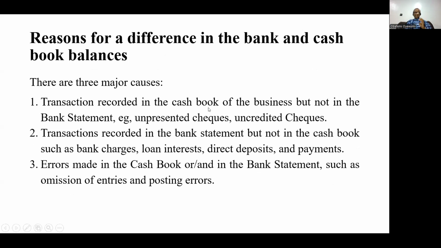Transactions recorded in the cash book of the business but not in the bank statement. So we're saying here it's possible for some transactions to have been recorded in the cash book, but these same transactions are not reflected in the bank statement. Examples are unpresented checks and uncredited checks. Unpresented checks are checks raised by the company, but are yet to be presented, maybe by the person that the check has been given to.